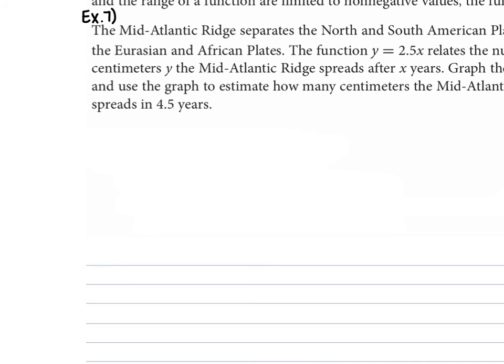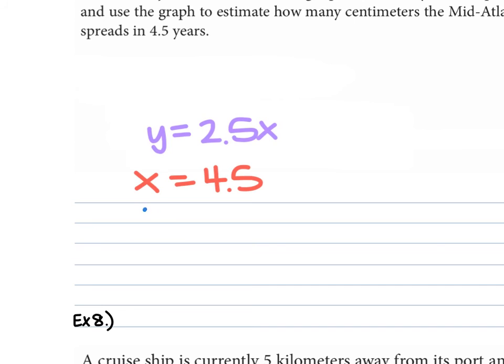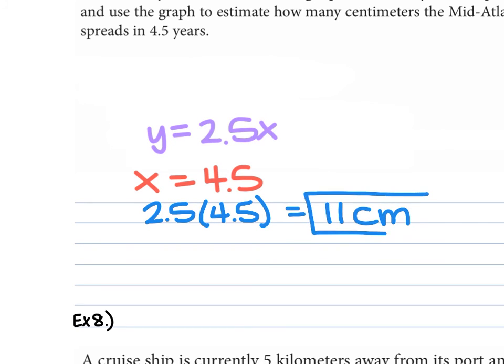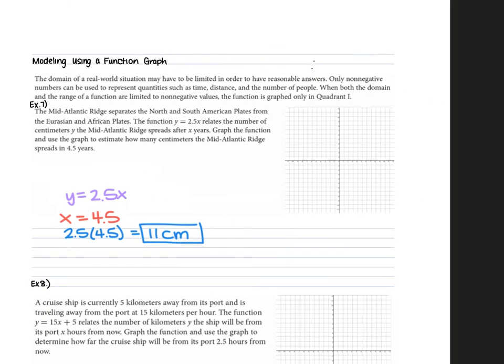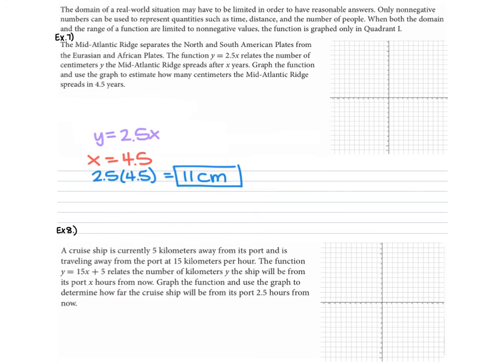Or we can say that y is equal to 2.5x. Our x is going to be 4.5, so we're going to plug that in. So we're going to have 2.5 times 4.5, which gives us 11. And then again, we would graph that line, finding the x and the y-intercept, and then whenever x is 4.5, we find that y is 11.